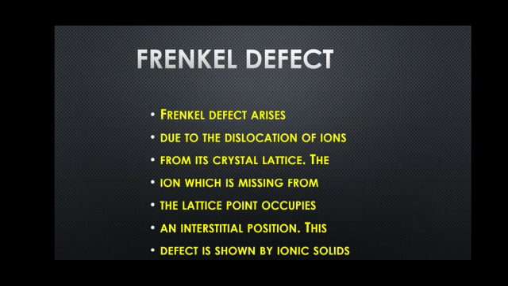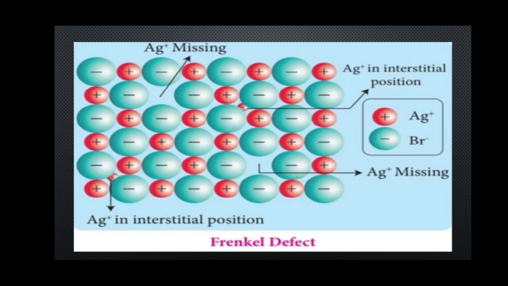What is meant by Frenkel defect? So Frenkel defect arises due to the dislocation of the ions from its crystal lattice. The ion which is missing from the lattice point occupies an interstitial position. This defect is shown by ionic solids. Ionic solids means sodium chloride or silver bromide. We can get this type of defect. So I'll explain with one example.